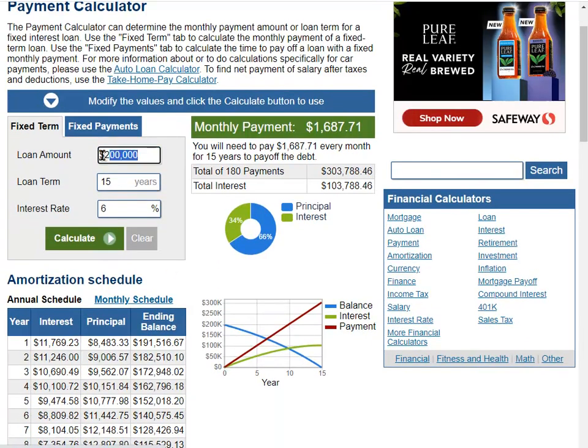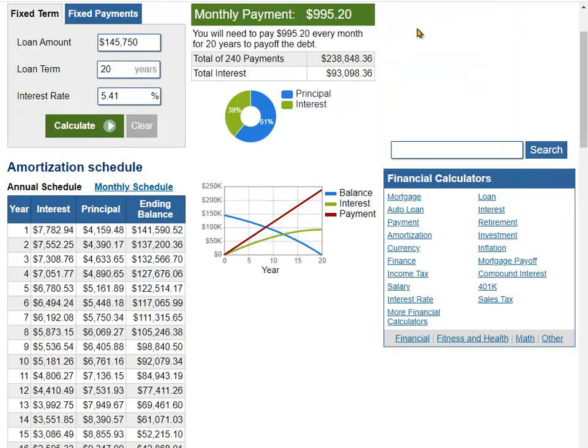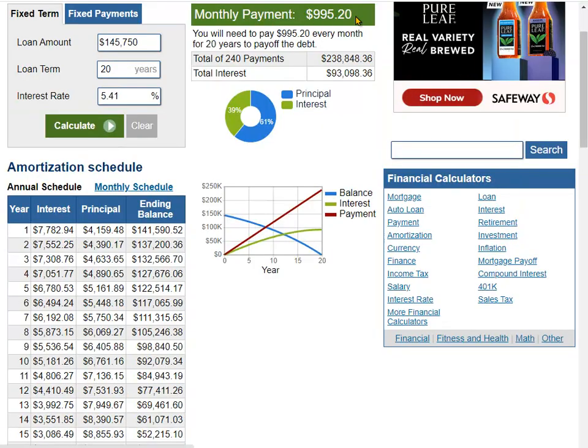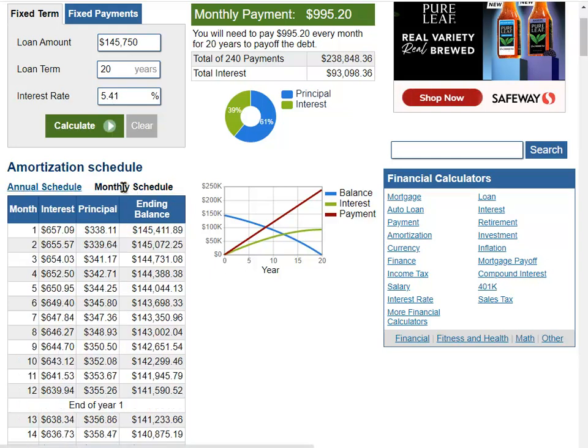So I'm going to use the same numbers. What was it again? 145,000. Oh, 750 right there. Apparently I've done this before. 20 years. There we go. And I bet I had done the 5.41% already. There we go. And calculate. And yes, that's the same one, $995.20. When I click on the monthly schedule.